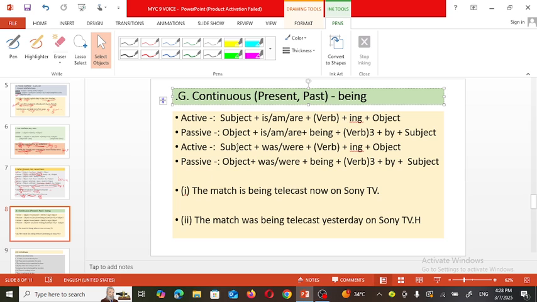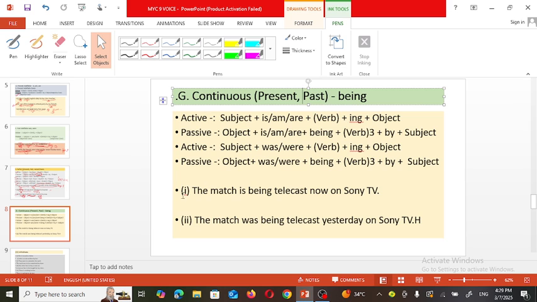See, subject, was or were, verb plus ing, object. So the object comes first, then was or were (to be formed), then being, then the third form of the verb, then by and the subject. For example, Sita was writing a letter. A letter was being written by Sita. Granny was telling stories. Stories were being told by Granny. So, in this way, we can change the sentence.